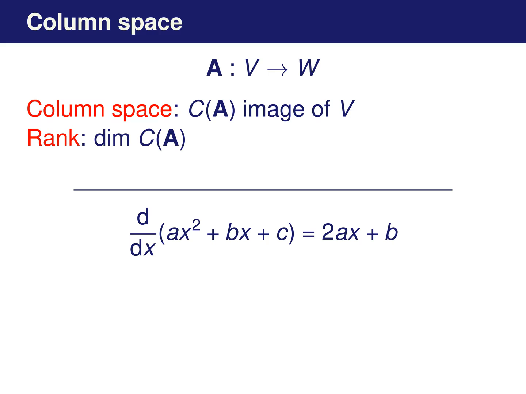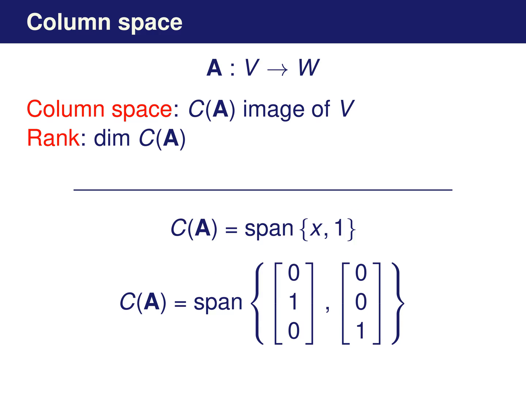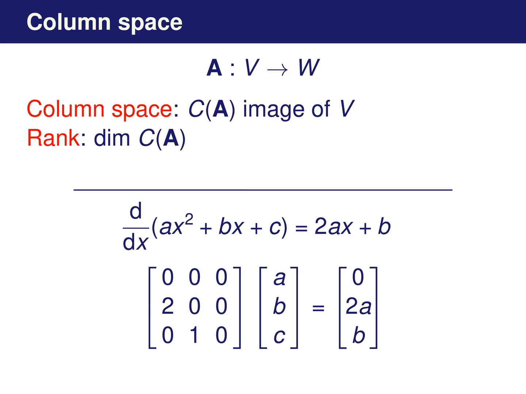Let's consider the quadratic polynomials under the derivative operator. The column space of the derivative operator is the degree 1 polynomials. In matrix representation, the right-hand side vector has a 0 in the first element, and arbitrary values in the second and third elements. So, the column space is the span of the vectors 0, 1, 0 and 0, 0, 1. The dimension of the quadratic polynomials is 3, but the rank of the derivative operator on the quadratic polynomials is 2. What happens to the other dimension?